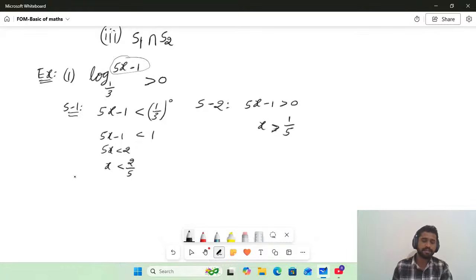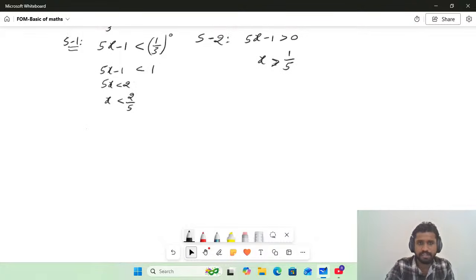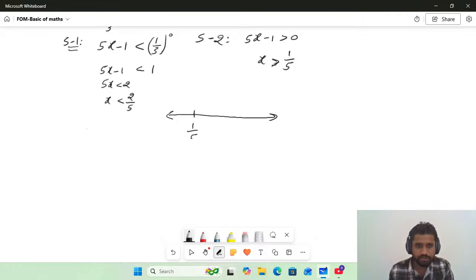Here x is less than 2 by 5. Now which one is greater, 1 by 5 or 2 by 5? Obviously 2 by 5 is greater than 1 by 5. So for step 1 and step 2, if we take the intervals on the number line, 1 by 5 is to the left of 2 by 5, since 2 by 5 is nothing but 2 times 1 by 5. So it will be on the right side of the number line, and 1 by 5 will be on the left side.